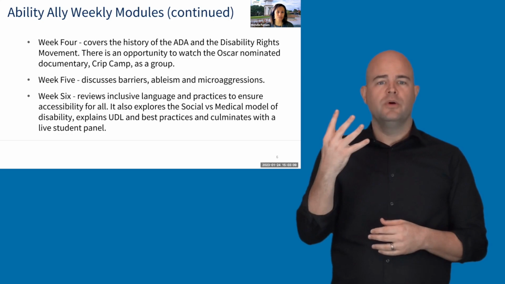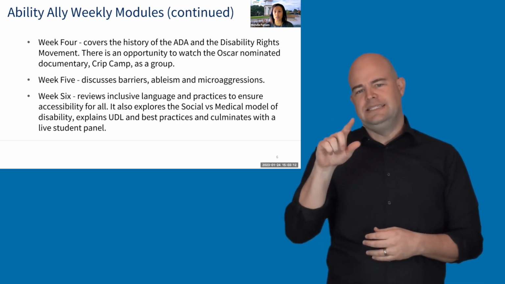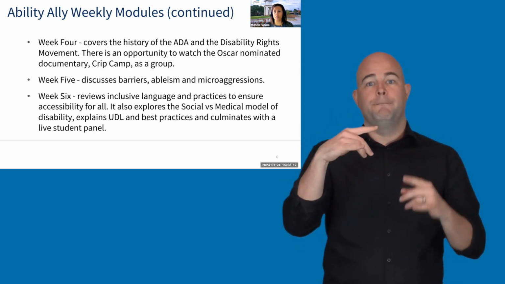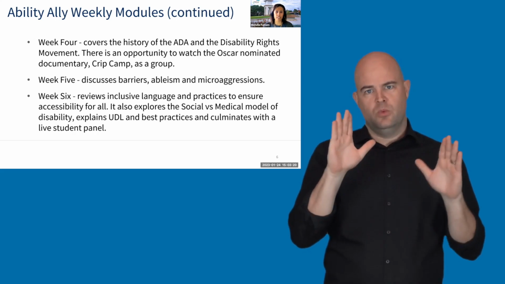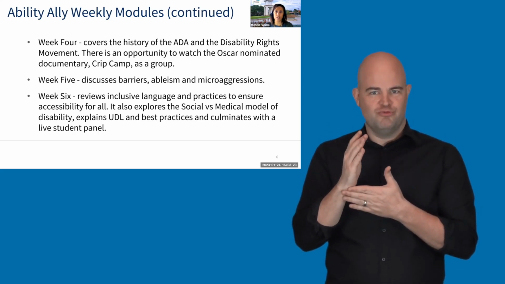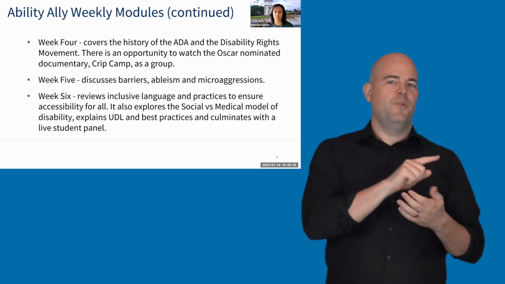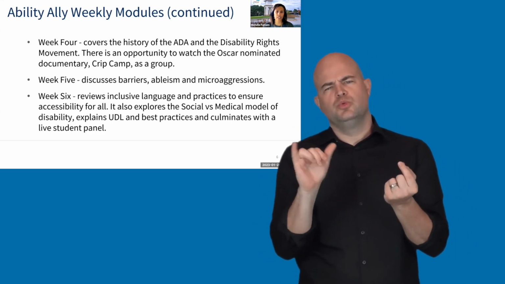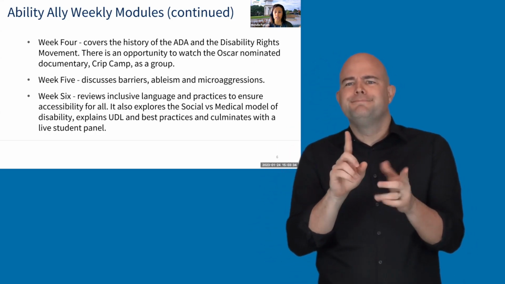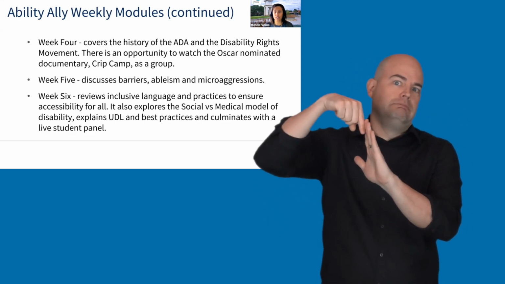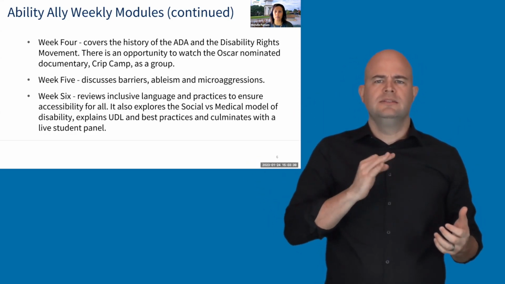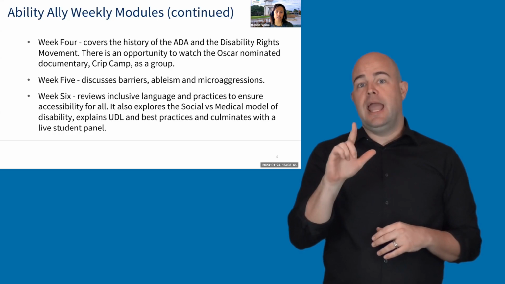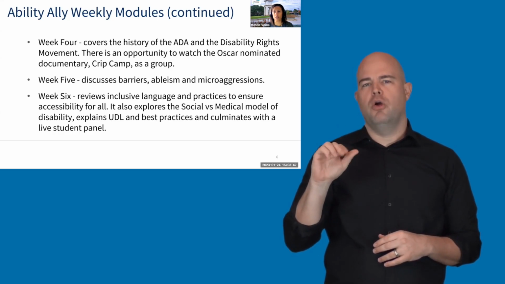Okay, next slide. Week 4, this is where we talked about the laws, ADA, the disability rights movement. We provided the link to Crip Camp. If you haven't seen that wonderful movie about the disability rights movement, it kind of tied everything into what we covered in week 4. Week 5, there were other things that we also wanted to do. We wanted to make sure we touched a little bit on some different topics. We didn't go too in depth, but just so that staff and faculty had knowledge of some of these topics. So that was barriers, ableism, and microaggressions.